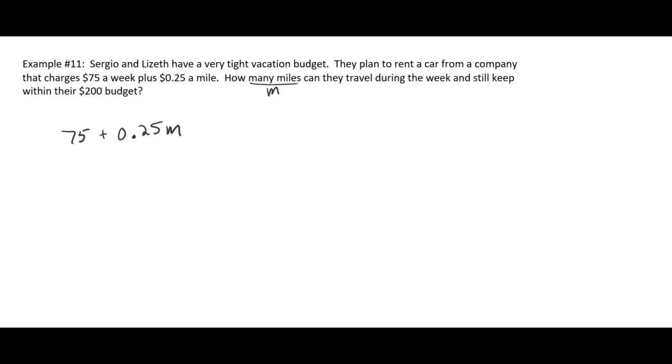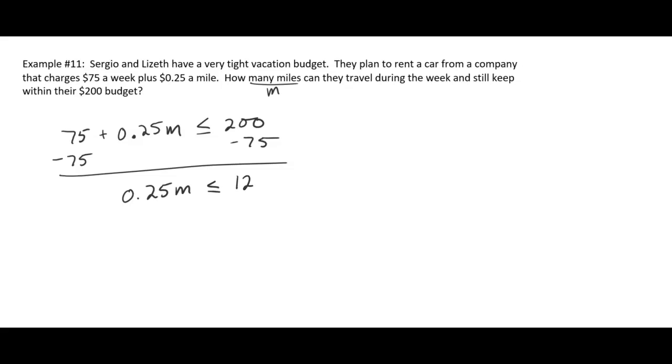And a lot of times companies do this type of thing. And they need that to be less than or equal to $200, and we'll see how many miles they can drive. So we're going to subtract 75 from both sides. Once we get the inequality, we go back to our solving. 0.25 m less than or equal to 125. Well, this is nice. Okay, so divide by 0.25. And so m has to be less than or equal to, it's going to be like 500, but let me double check. 500, yeah.